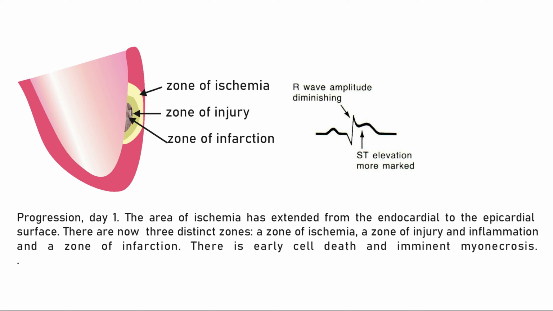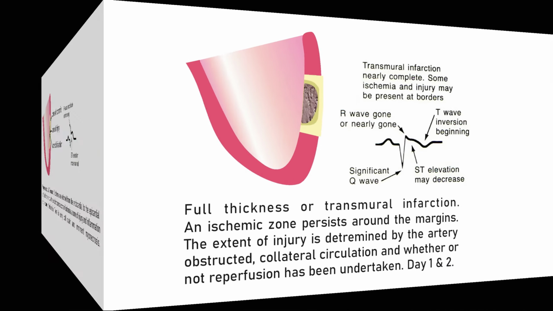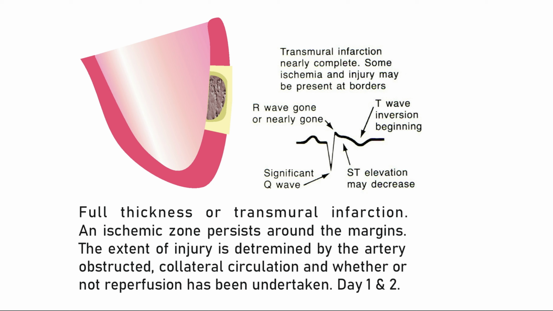In the absence of acute coronary intervention, ischemia spreads to affect the full thickness of the ventricle, and there are three zones: infarction of the subendocardial area, injury of the middle, and ischemia of the extremities. There is cell death and imminent myonecrosis. On the ECG, the R waves lose their amplitude and the ST segment elevation becomes more marked. Eventually, full thickness or transmural infarction occurs.